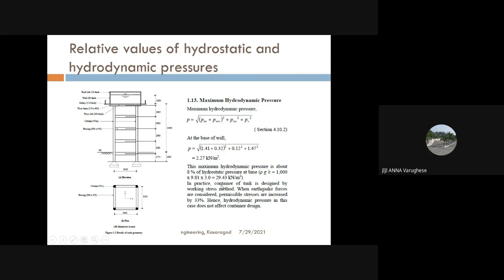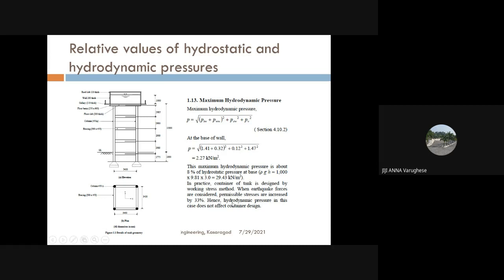And this value should be compared with the hydrostatic pressure. And it is coming only as 8% of the hydrostatic pressure. So what we can infer is, we usually design the water tank based on the working stress method. We can go for the limit state method also, but if we are designing as per the working stress method, permissible stresses can be increased by 33%. Since it is a less frequent event, the code permits increasing the permissible stresses. So this 8% increase will come within this permissible stress increase.